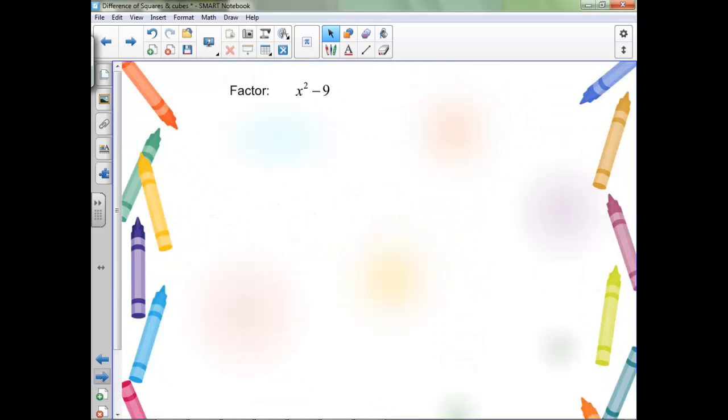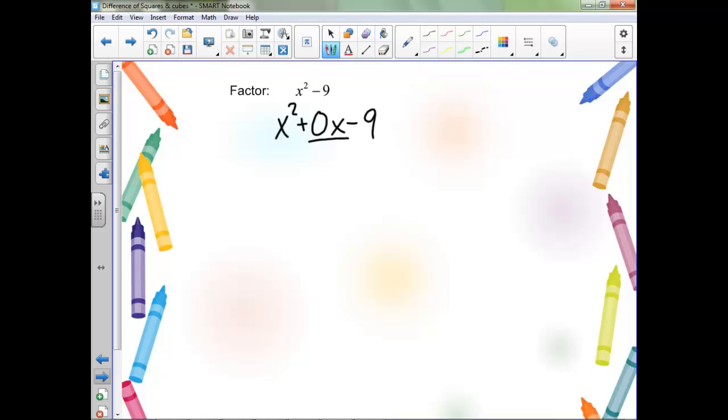Now what if we have something like this? This one is going to help us if we rewrite it with a plus 0x in the middle, because if we have 0x, we can replace that so that we at least have this middle term. And now we can do this the same way. So we need to multiply to negative 9, but we need to add to 0. So positive 3 and negative 3 are really our only options here.